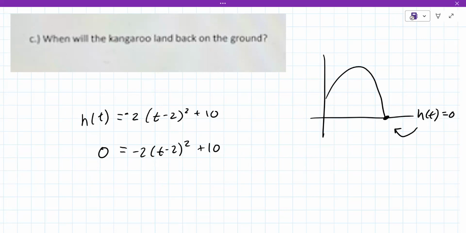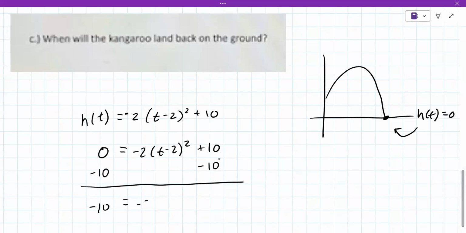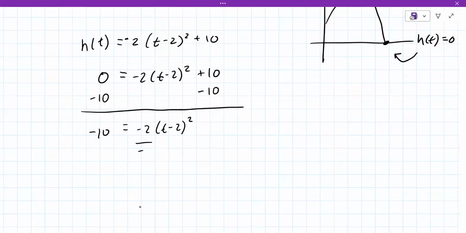What should I do first? I would subtract 10 from both sides. Oh, I already did that, my bad. So I'll get caught up to where you're at. Then I would get rid of the -2 in front by dividing by -2. So that's 5.